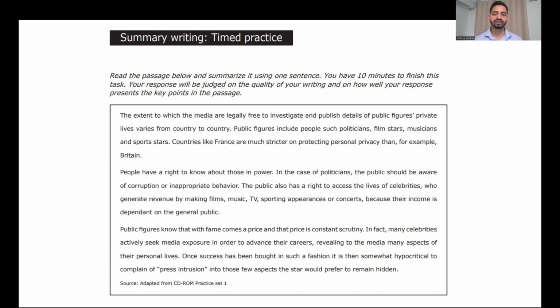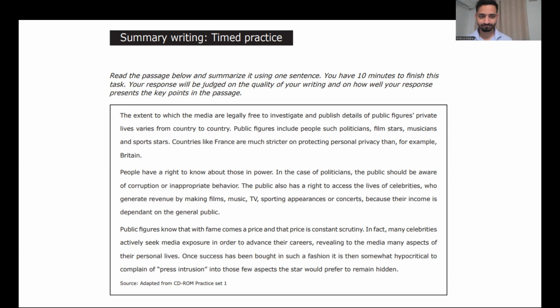The public also has a right to access the lives of celebrities who generate revenue by making films, music, TV, sporting appearances, or concerts, because their income is dependent on the general public. So it's a reason why the public should be able to have access to their lives. I would probably not include all the reasons, but I will summarize them.